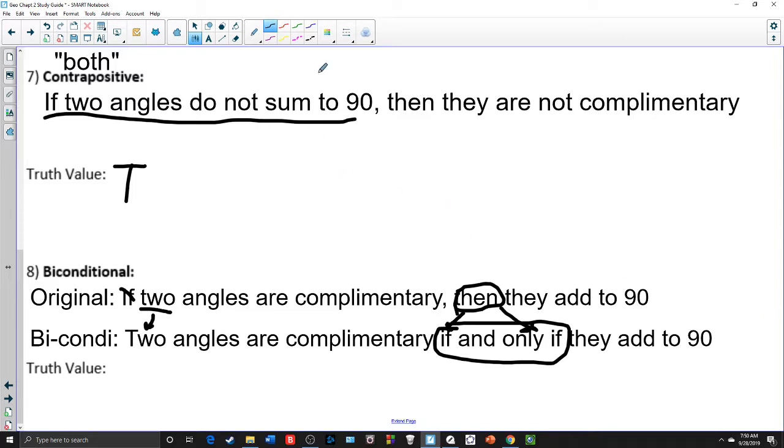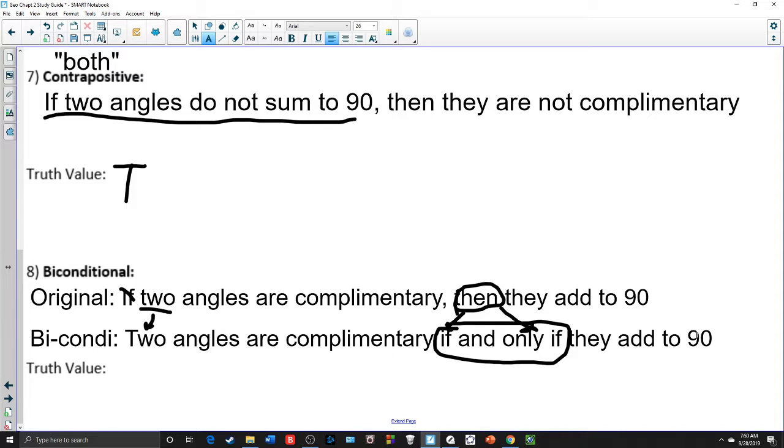Now, the way a biconditional is meant to be made is that it should be true both going forwards and going backwards. So two angles are complementary if and only if they add to 90. That's true. There's no other way I can talk about angles being complementary unless they add to 90. So if they're complementary, then they add to 90. That forward version is correct. That's basically our original.